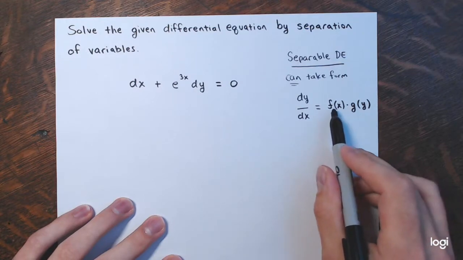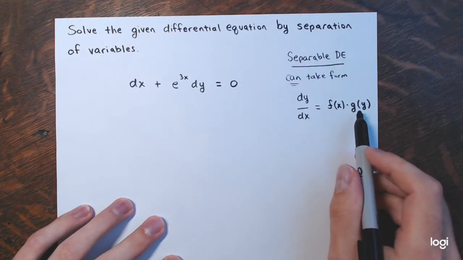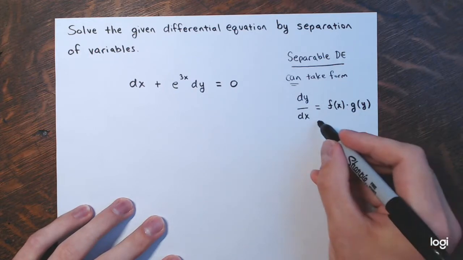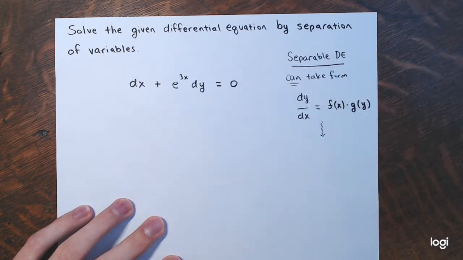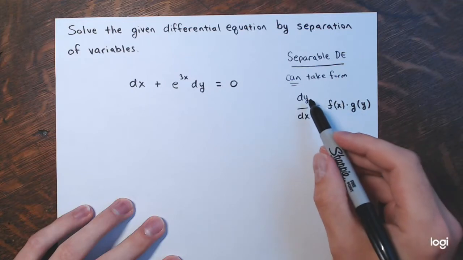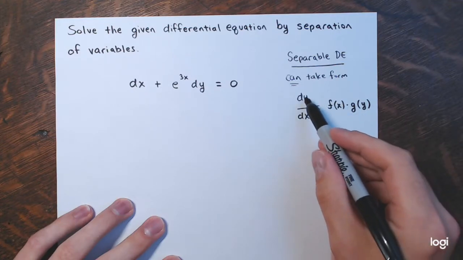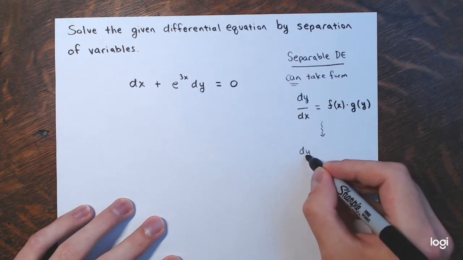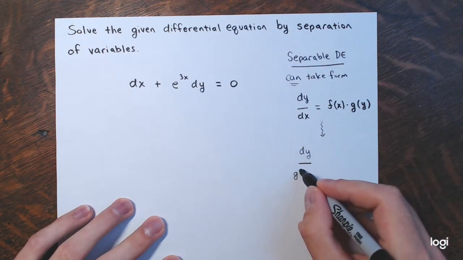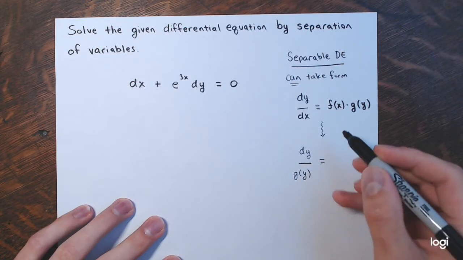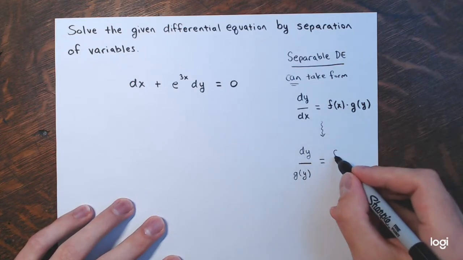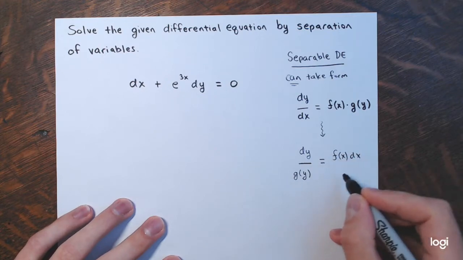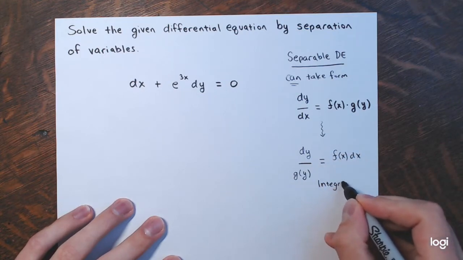So the variables are separated, and if this is the case, then you can manipulate the equation so that you get all terms with one variable on one side with its differential, and all terms with the other variable on the other side. Thus the name separation of variables. You want to make sure that the differentials are in the numerator. So I keep dy over here and divide by the function of y, getting dy divided by g of y, and then multiply by dx, the differential of x, and get f of x times the differential of x, and then you would integrate in order to solve the equation.